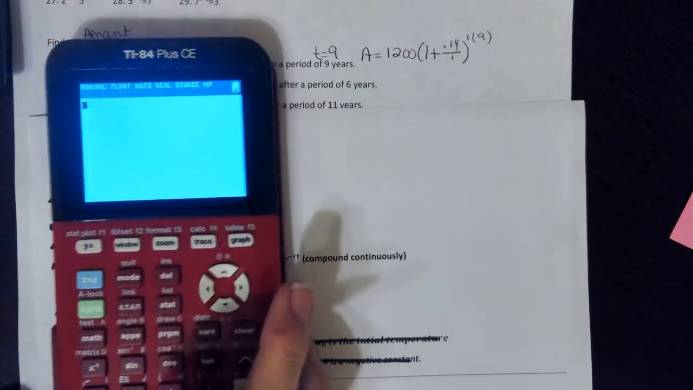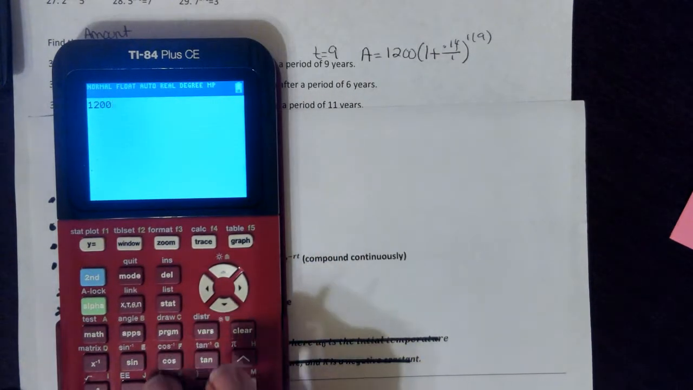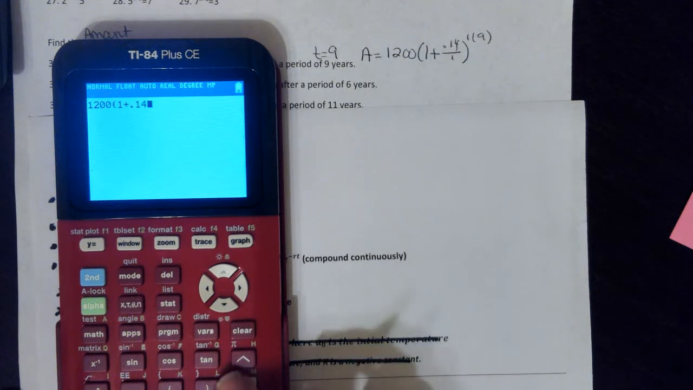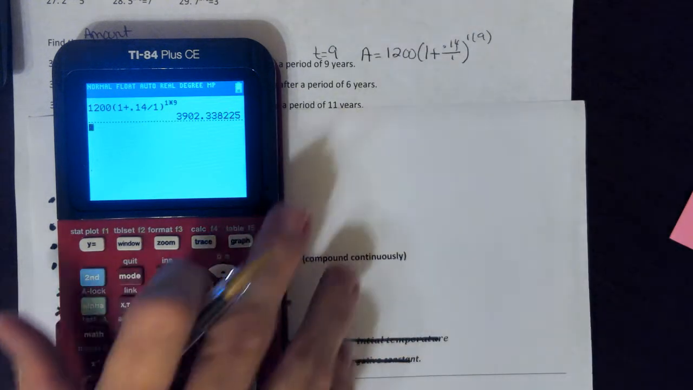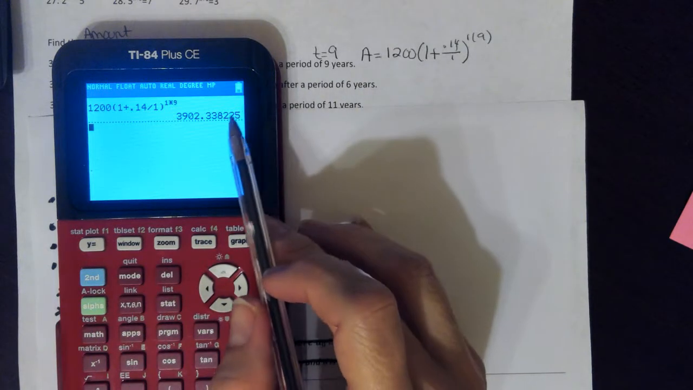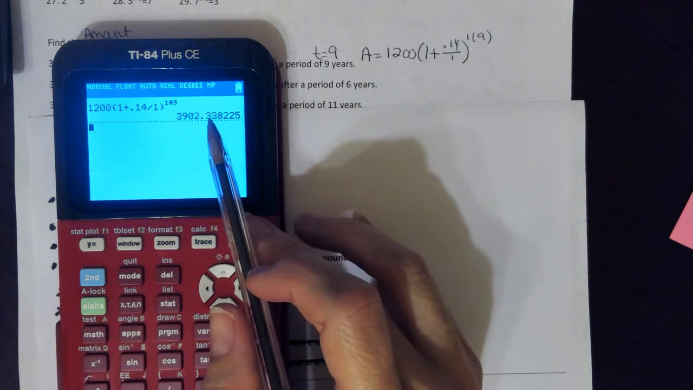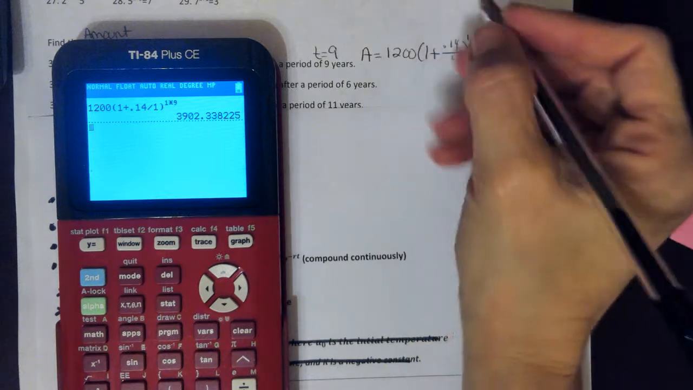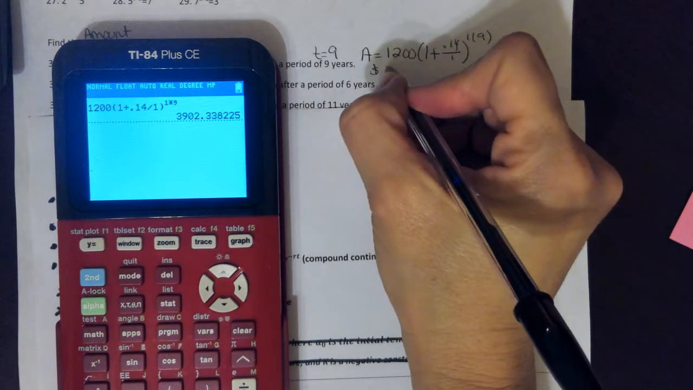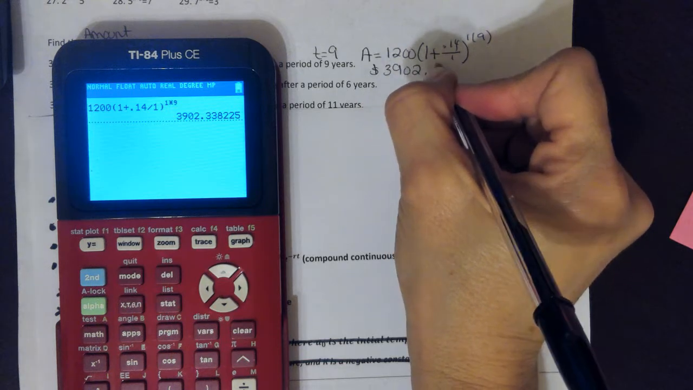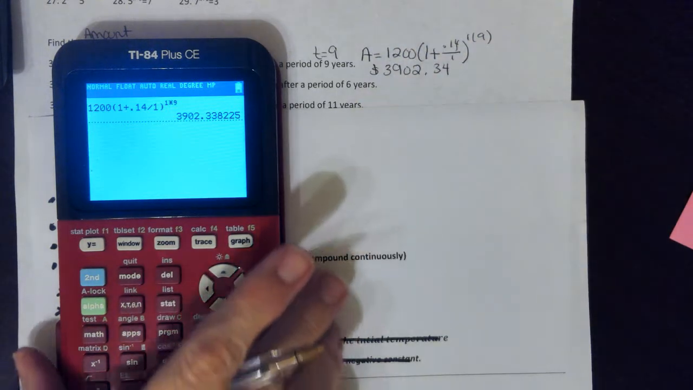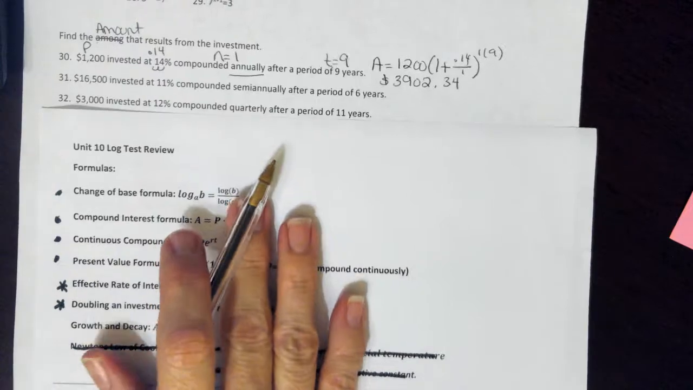And at that point, you just type it in your calculator. There's no magic to it, you just do it. So 12,000, times 1 plus 0.14 divided by 1, and obviously you don't have to put divided by 1, and I'm still going to do the 1 times 9 even though I know it's 9. And we get $3,902 and, because we're talking about money, 34 cents. So we've got $3,902.34.